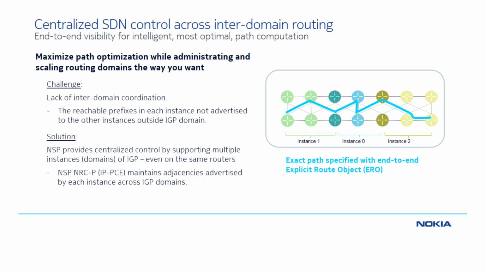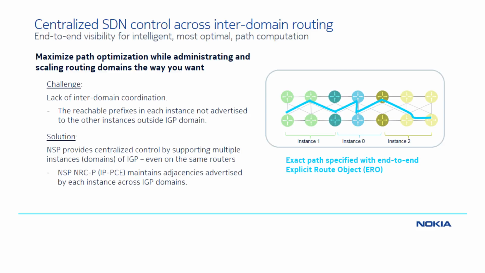So the NSP IP MPLS optimization application provides centralized SDN control across inter-domains. And what we'll show you is how the NRCP computes a path end-to-end with intelligent path computation while optimally allocating resources. So the key thing is you want to maximize path optimization while administering and scaling routing domains the way you want. The challenge today is we have lack of inter-domain coordination.